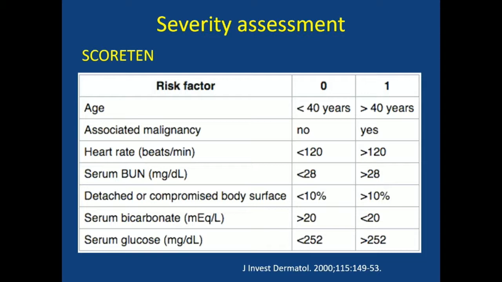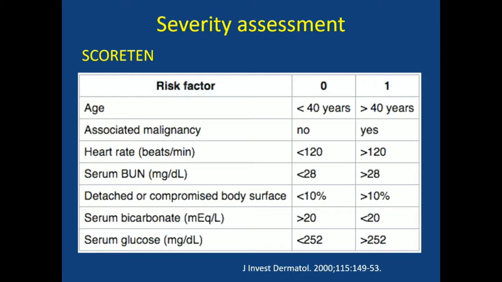In my practice, what I have noticed is the most important prognostic factor to predict the outcome of the patient is age. The higher the age, the more likely that the outcome would be poor. The second important prognostic factor is associated malignancy. Patients who develop TEN post chemotherapy generally don't make it. And the third important prognostic factor is serum BUN.